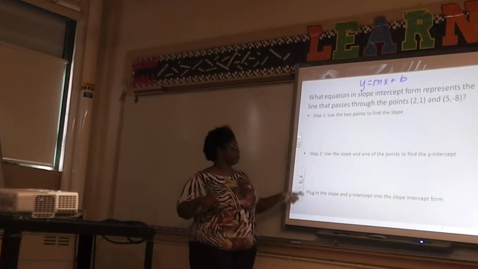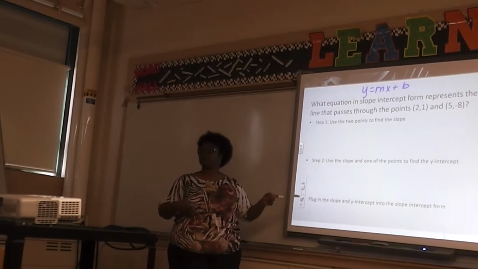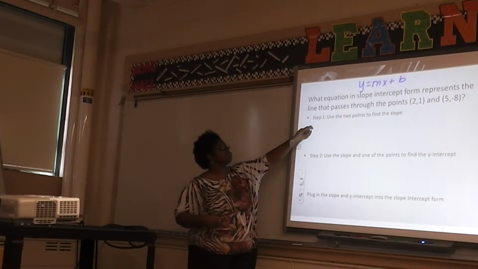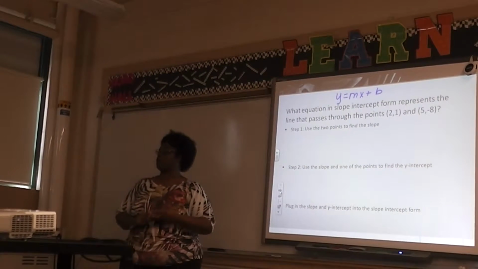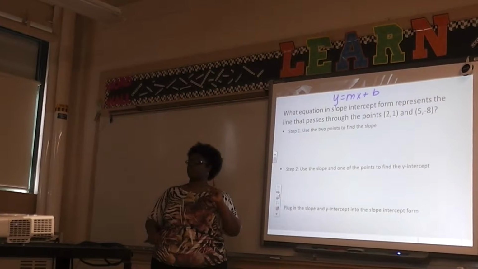So I have the steps written here for you so that we can start that way with you knowing what the steps are. And then once you get used to it, you won't need the actual words there. So our first step is to use the 2 points to find slope. Now we have a formula that we use when we have 2 points to find the slope. Does anybody remember what that formula is?